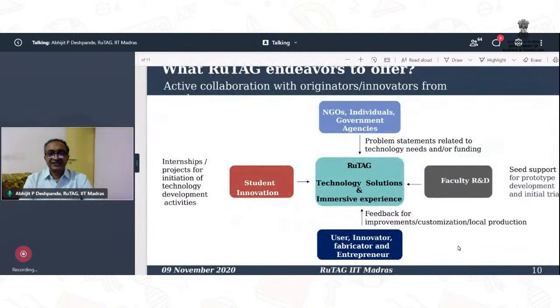So I think I've already said this. Problem statements are basically ones we obtain which are already well defined. We provide seed support to faculty and students so that some of these activities can be taken up, and we constantly engage with users and innovators for feedback. With this, I hope I've given you an idea of a few specific technologies, but also of the model being followed to make as many technology solutions available in rural areas at as affordable prices as possible.